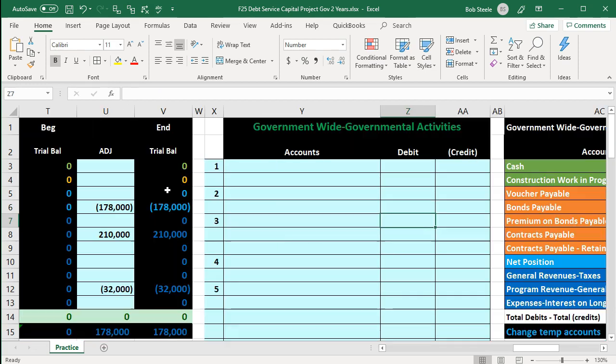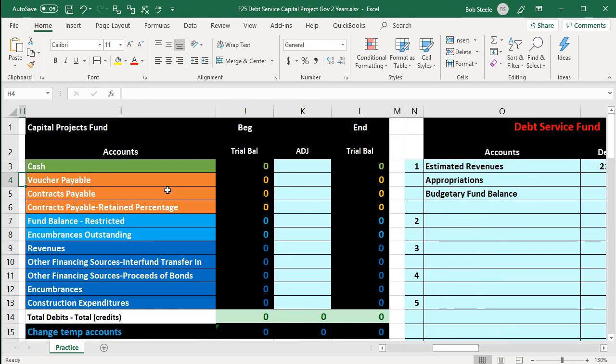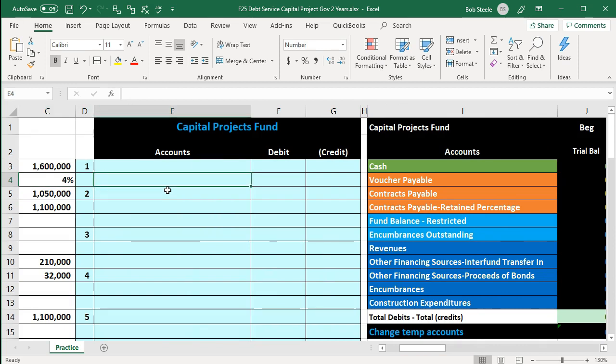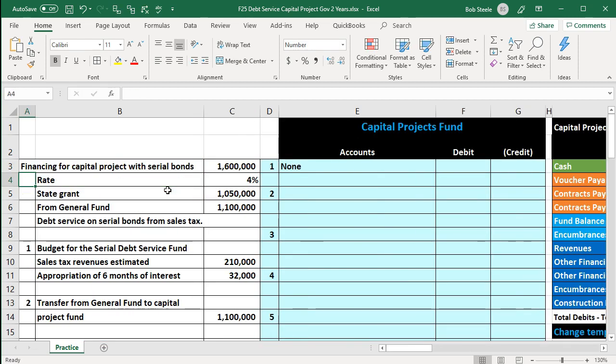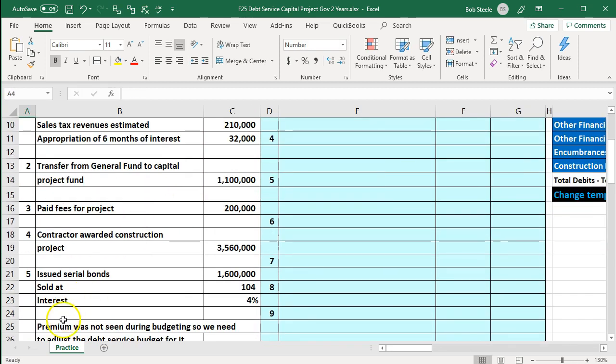Now, we're not going to have any transaction for the government-wide activities for the budgetary accounts because this is on an accrual basis. We're not going to be posting budgetary accounts, and we're not going to be posting the budgetary account into the capital project. That was simply for the debt service account. So let's see what we have next. We're going to go to number 2.